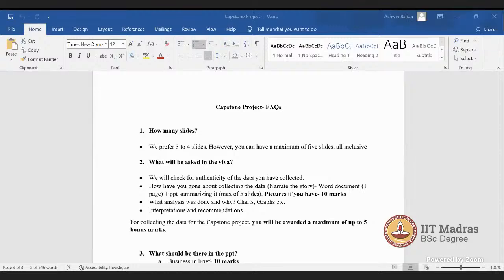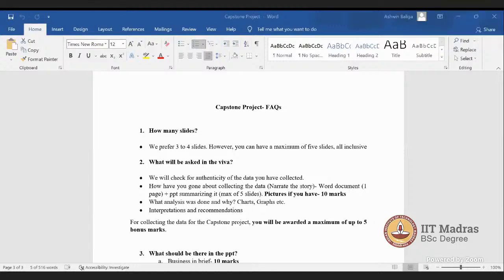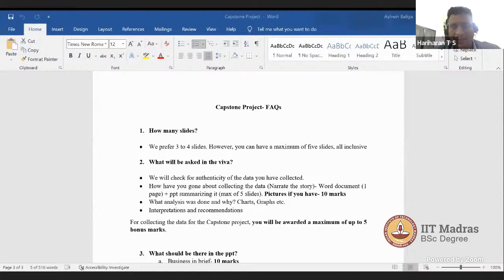Sir, I had a doubt. At times, the business owners are a bit skeptical about sharing sensitive data. So in that case, are we allowed to either hide the business name or manipulate the data relatively? Yeah, you can do that. See, we would not suggest manipulation. The simple reason is because you are going to give recommendations back to the business. So please don't manipulate the data.